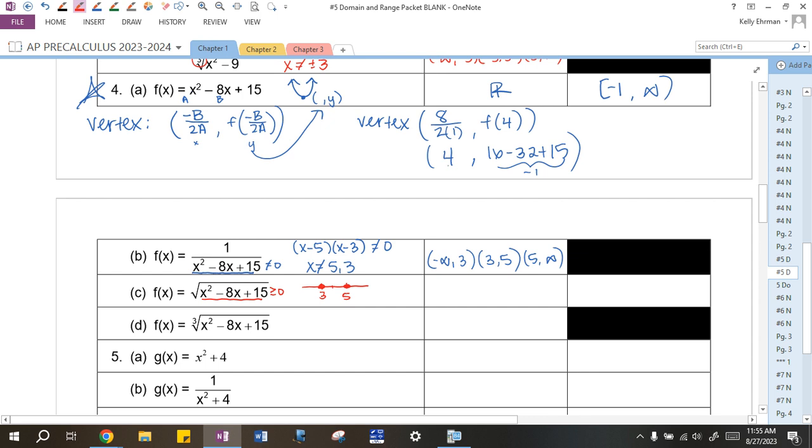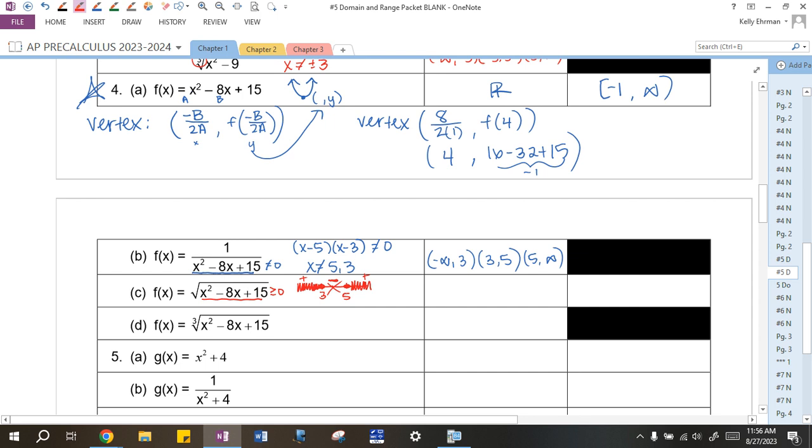Well, if we plug in 4, we already did that, didn't we? We get negative 1. That means that anything between 3 and 5 is going to be negative, so that whole section is out. We can't plug in anything between 3 and 5. What if we plug in something smaller than 3, like 0? Then you get the square root of 15. So anything smaller than 3 is going to give you something positive. Anything bigger than 5 is also going to give you something positive. How do I know that? I can test a number. I can plug in 6.